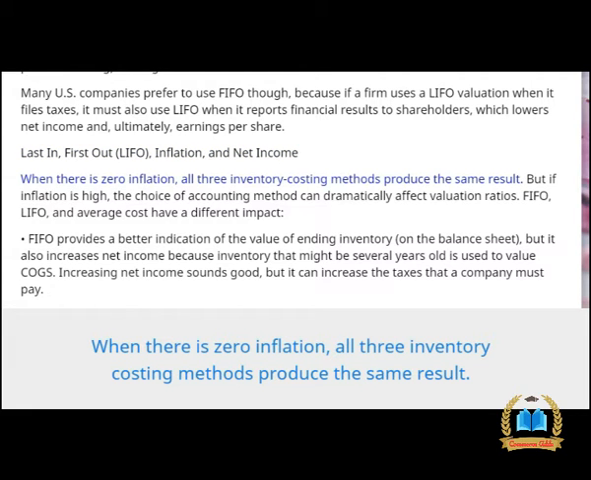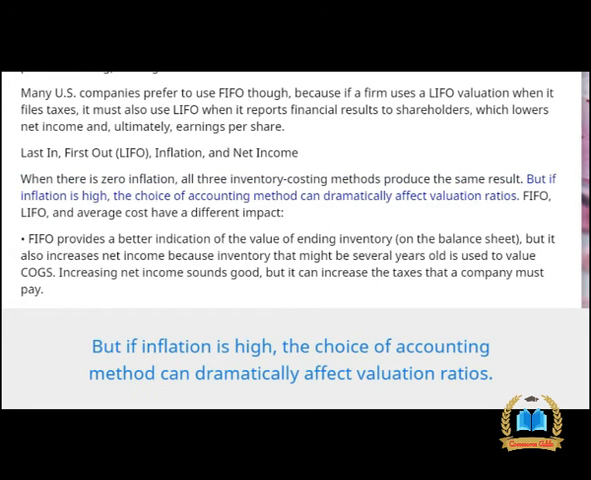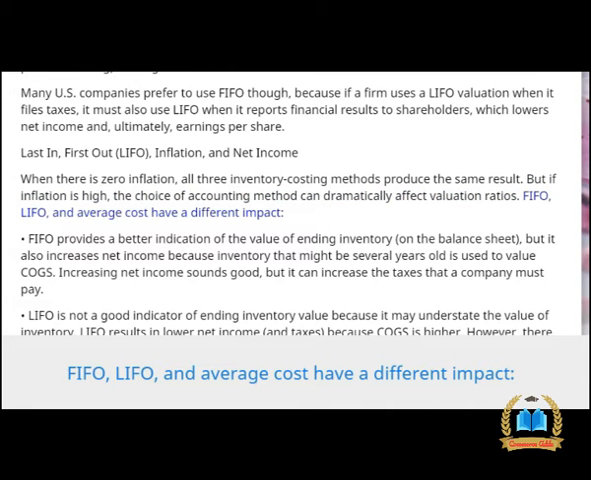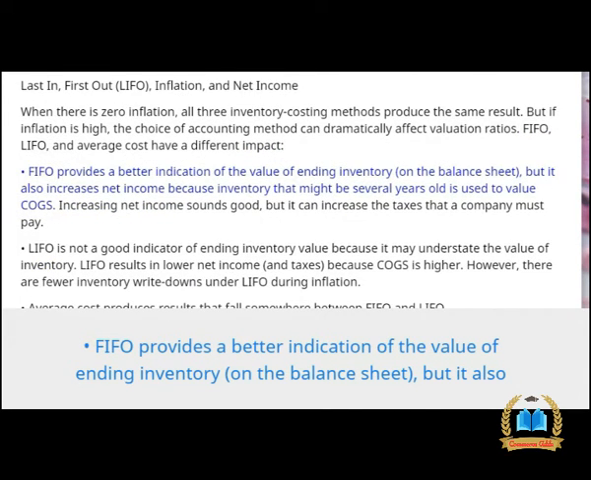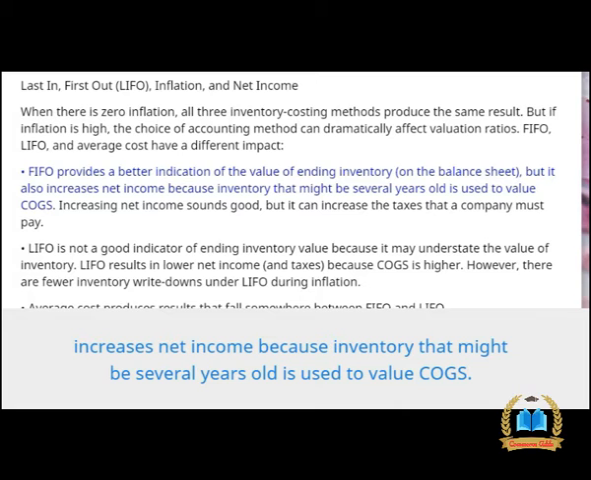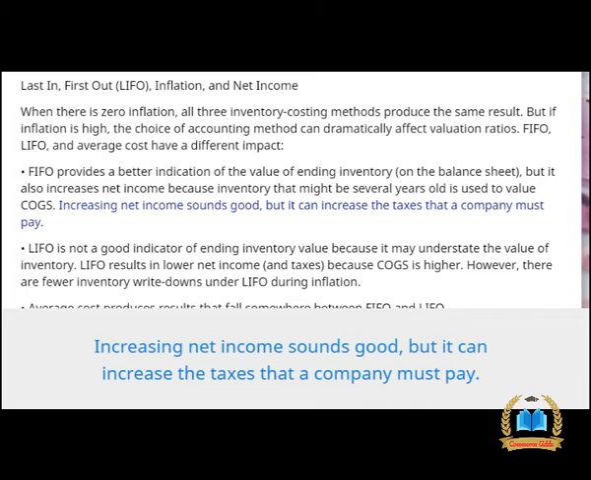When there is zero inflation, all three inventory costing methods produce the same result. But if inflation is high, the choice of accounting method can dramatically affect valuation ratios. FIFO, LIFO, and average cost have a different impact. FIFO provides a better indication of the value of ending inventory on the balance sheet, but it also increases net income because inventory that might be several years old is used to value COGS. Increasing net income sounds good, but it can increase the taxes that a company must pay.